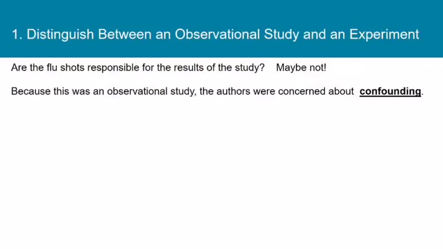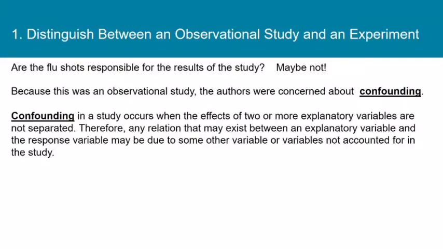Because this was an observational study, the authors were concerned about confounding. Okay, what's confounding? Confounding in a study occurs when the effects of two or more explanatory variables are not separated. Therefore, any relation that may exist between an explanatory variable and the response variable may be due to some other variable or variables not accounted for in the study.